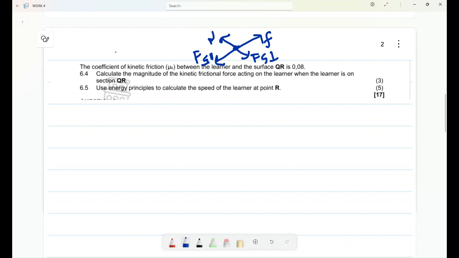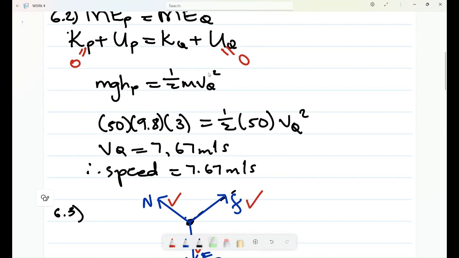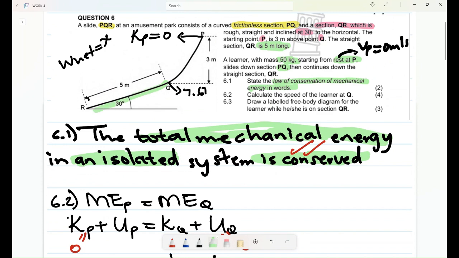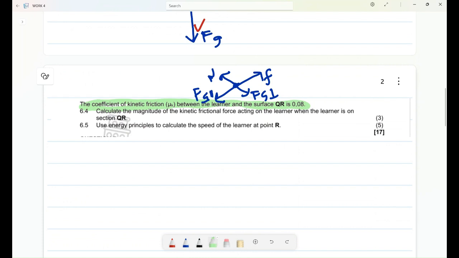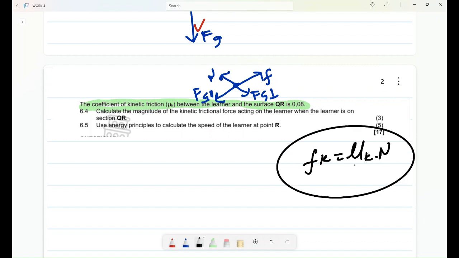6.4, here it is. It says now, a new piece of information that we are given, the coefficient of kinetic friction between the learner and the surface QR, it is 0.8. Remember that we have friction here. So we are giving them μk, rather. So if you are giving them μk, it's fine. This is good. Remember, if I'm giving them μk, I can remember this formula. Fk is equal to μk times normal force. This is what comes to my mind when I see μk. But let's see if I'm going to use it now.